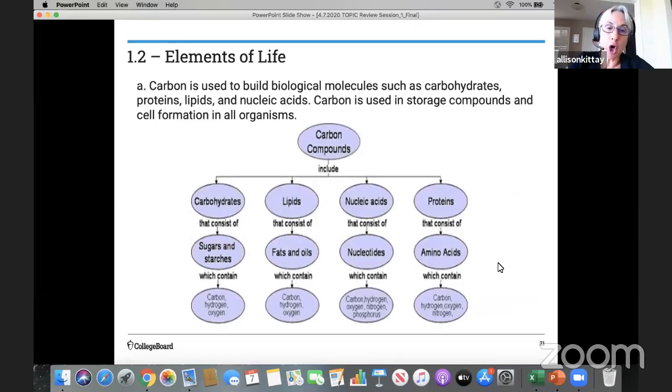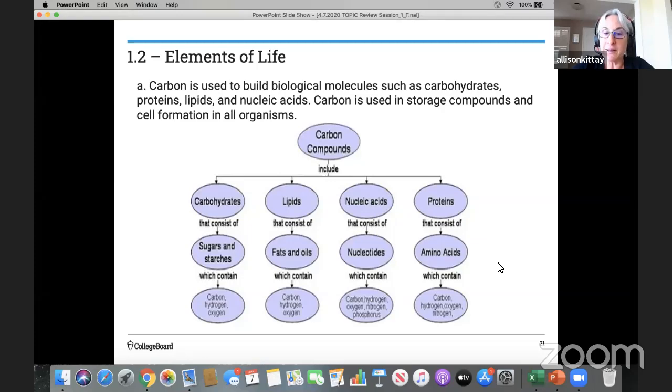So let's take a look at carbon. This flow chart kind of shows you why carbon compounds are so important to living things. They make up carbohydrates, which consist of sugars and starches. And as I mentioned, cellulose, which is a structural component made of carbon, hydrogen, and oxygen. They are often called hydrates of carbon. Quite literally, there's twice as much hydrogen as carbon and oxygen.